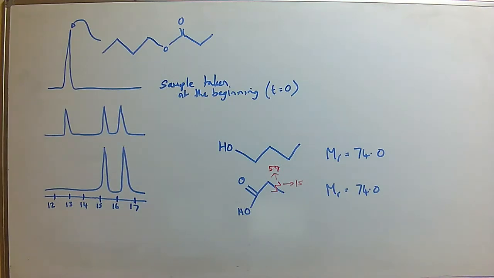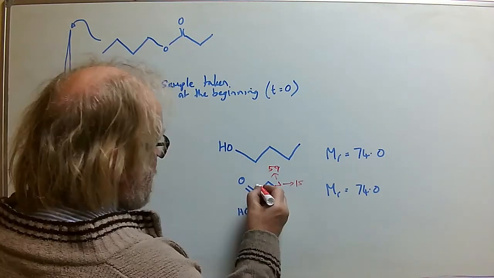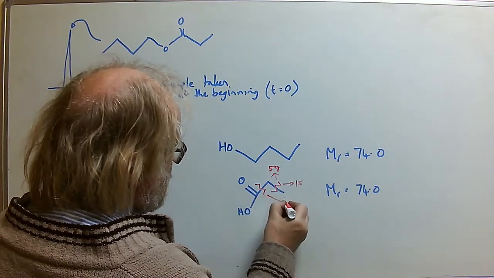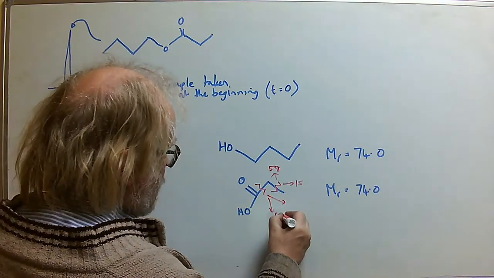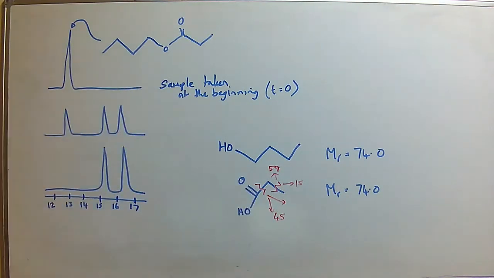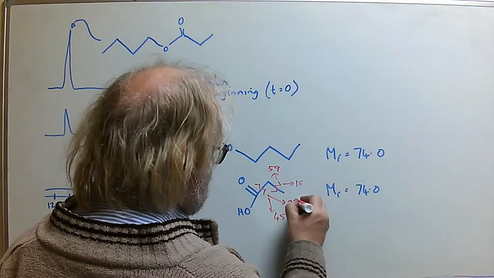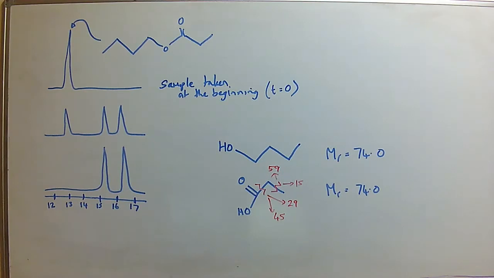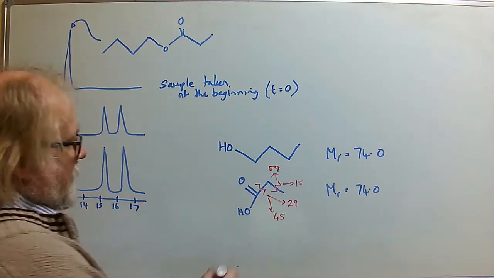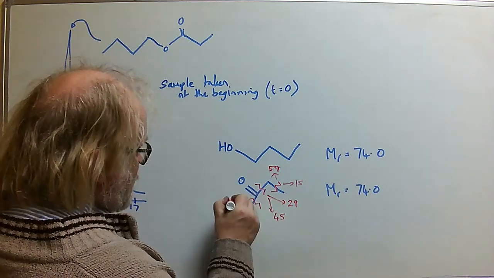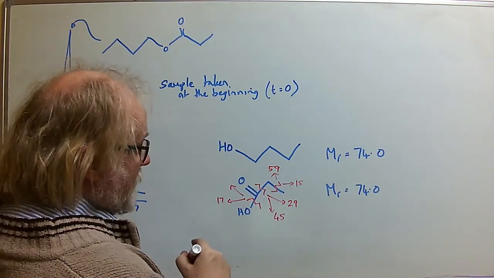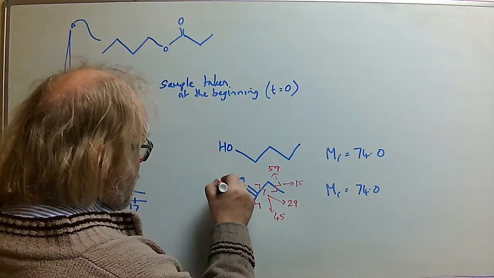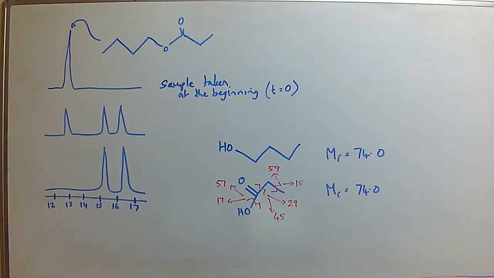So that doesn't help you account for the 31 peak. If you break it here, then your possibilities would be you'd get 45 if you got an ion formed from the COOH fragment, or you'd get 29 if you broke it there. If you broke it here, you just take 17 away in the form of OH, and if you take 17 away from that, you get 57. So you could account for any fragments of those sizes, but none of those is 31.